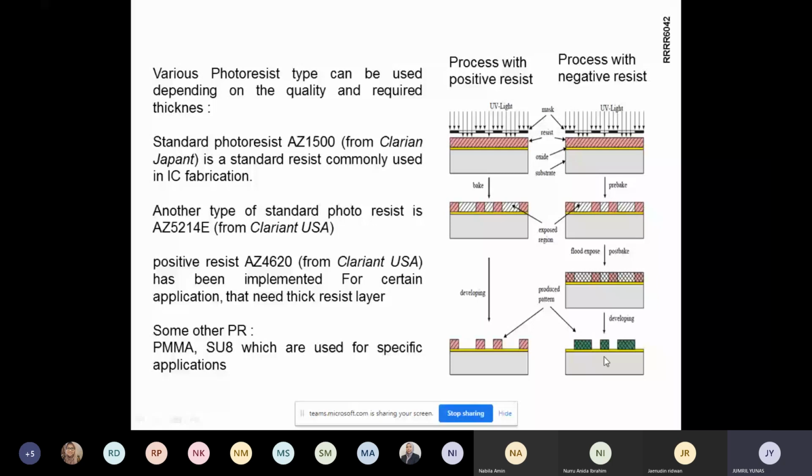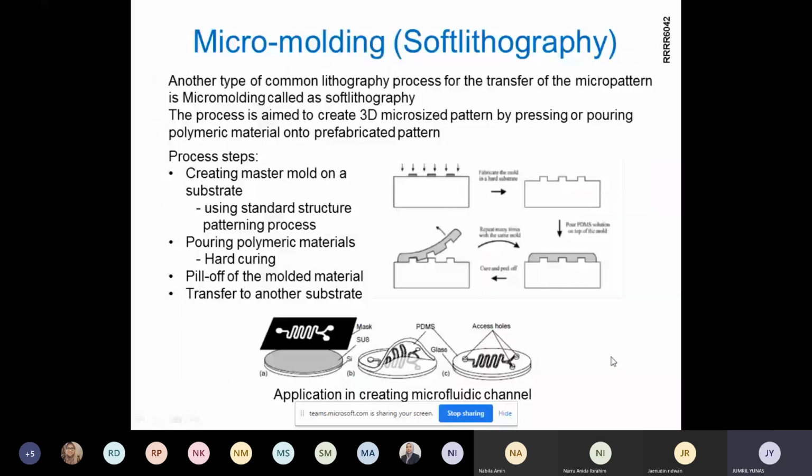Another lithography process is called micromolding. This is also one of the common processes in MEMS, which is used to transfer the micro pattern by pressing or by pouring the polymer material into a prefabricated pattern. So this is a process step. So we have here a prefabricated pattern.